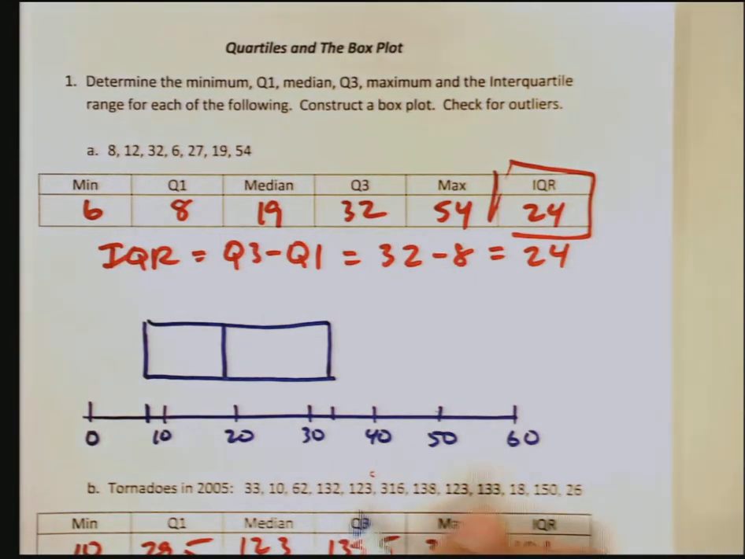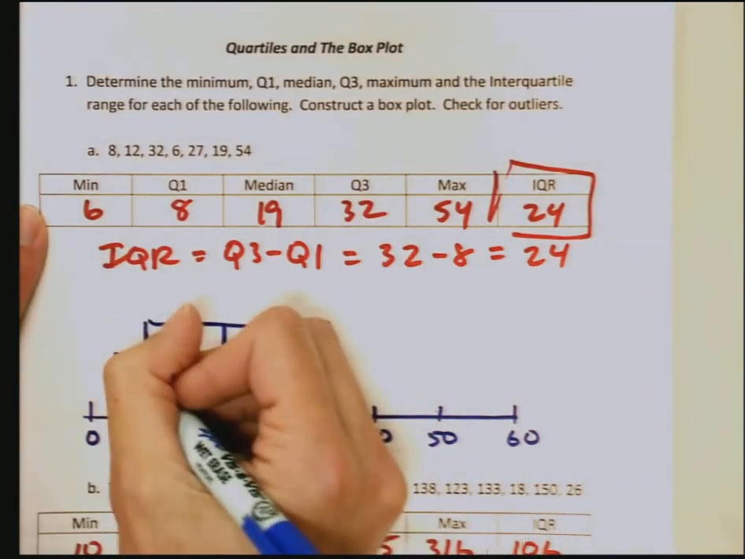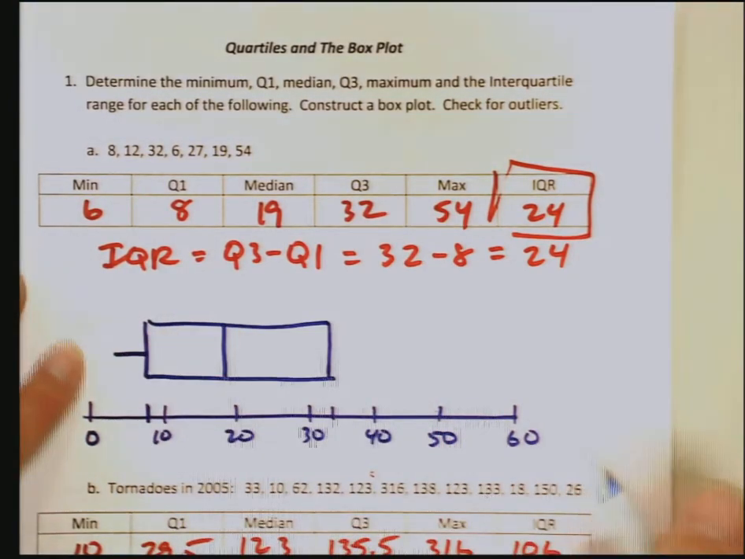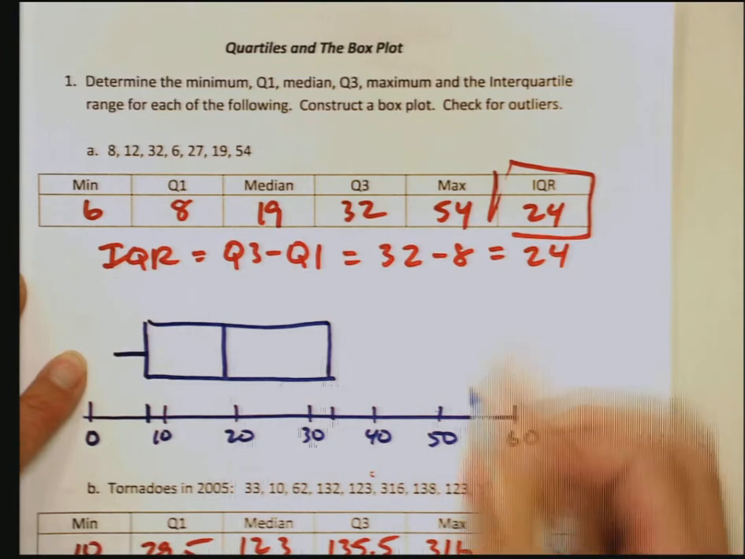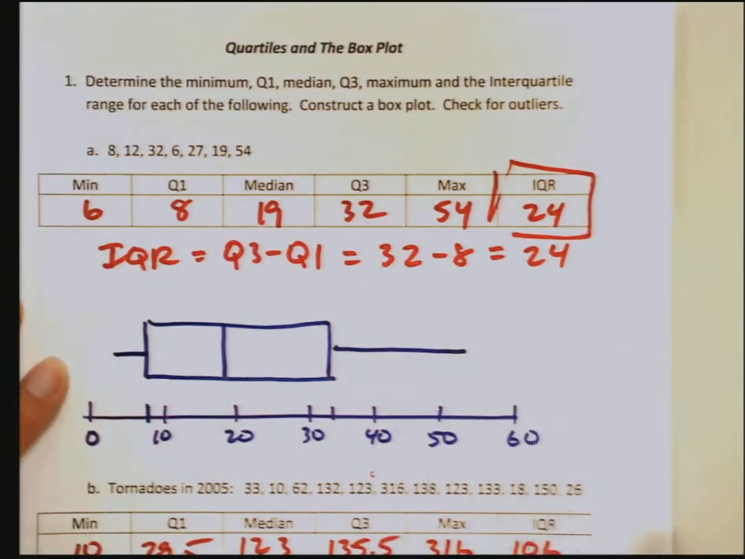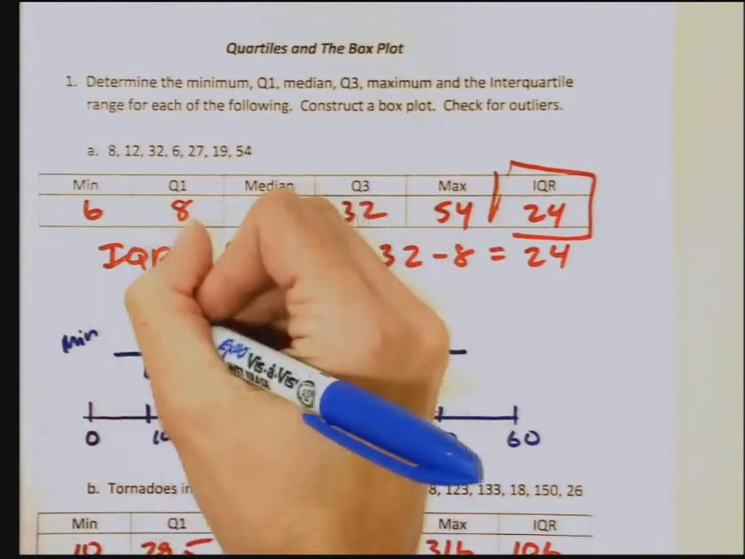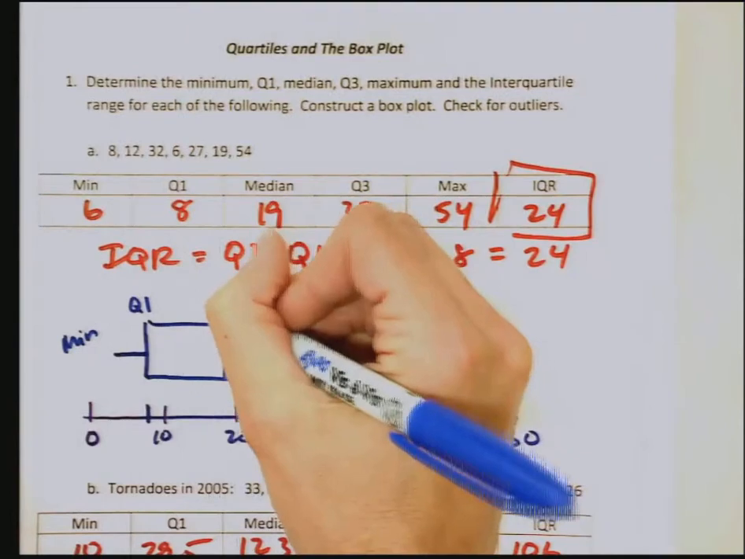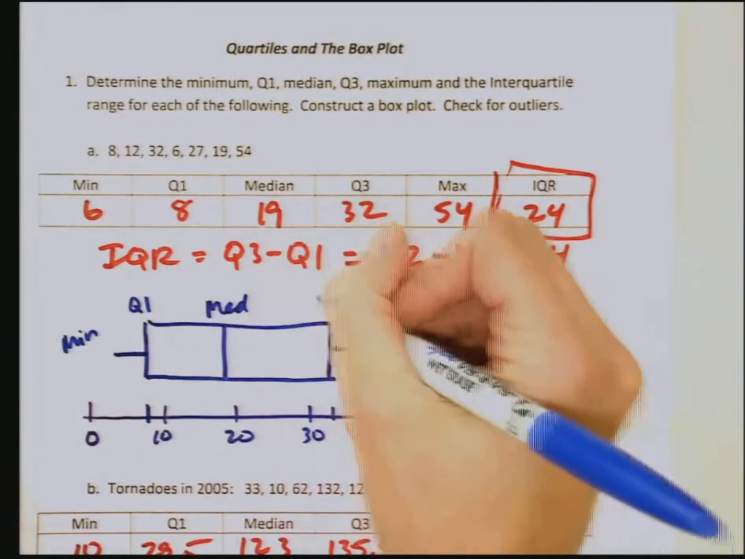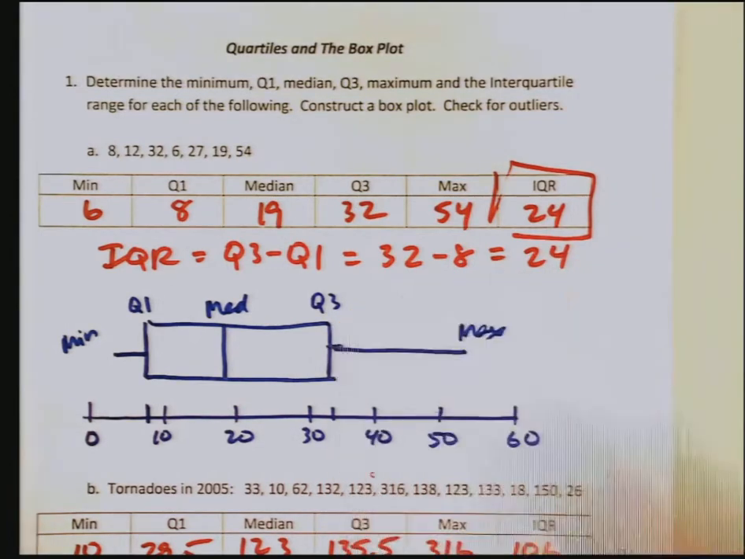And the way we do our box plots, there's different ways, but the way that we do it is we go down to the minimum, which is 6. And these are called the whiskers, and then up to the maximum, which is 54. So again, I've got the minimum. This is my 5-number summary: the minimum, quartile 1, median, or you can call that quartile 2, quartile 3, and then the maximum.